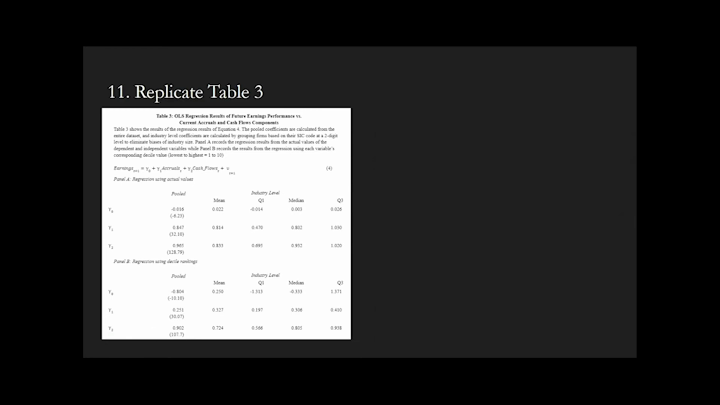This is the regression results for Table 3. And again, we've got the descriptive paragraph, we've got the equations, we've got the pooled regression, we have the industry level regression, and then we have the regression using decile rankings, again, pooled and industry level.